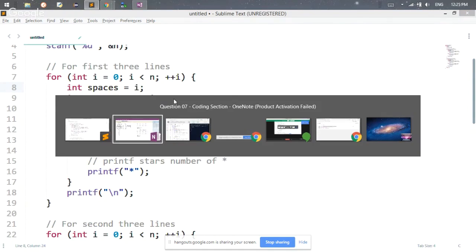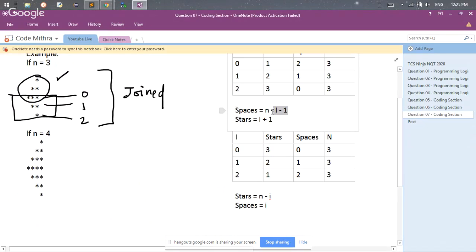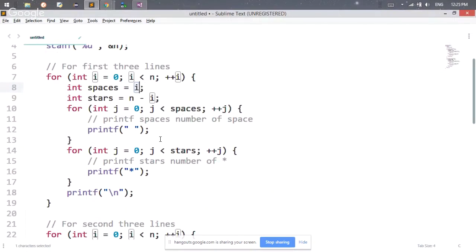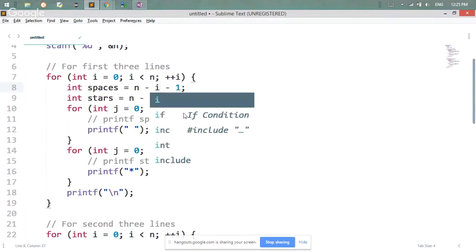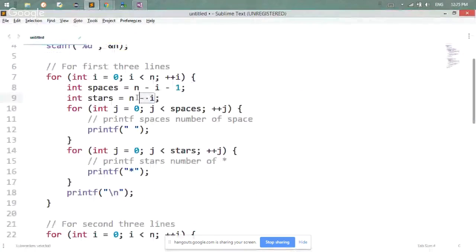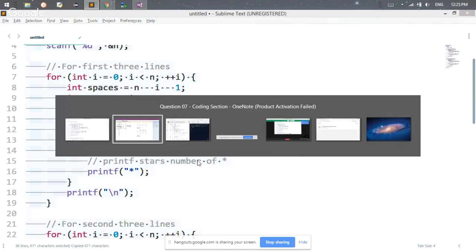For the first 3 lines, the formula is n minus I minus 1 for spaces, and the stars formula is I plus 1. This is for the first 3 lines, and for the second 3 lines, that is the output. Okay, that is the formula.